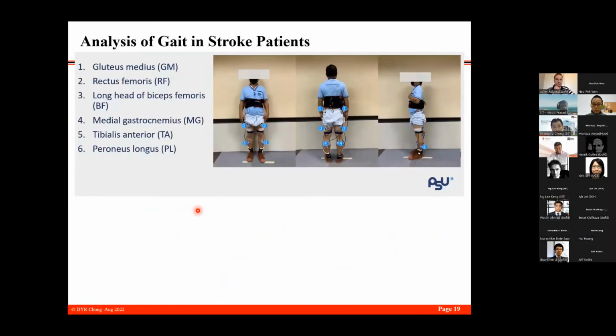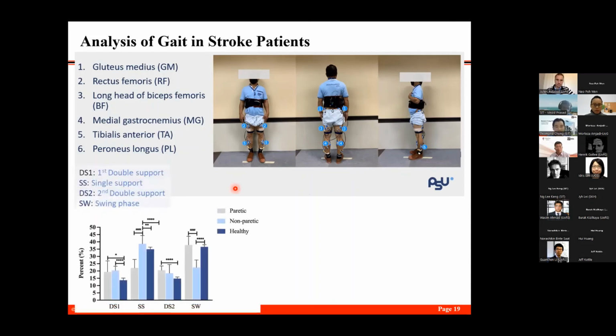So in terms of the stroke patients, of course, they actually mounted more EMG sensors at more muscles, you know, at the lower limb itself. And because this study is still in progress, I will not be able to share all the results, but I'm just going to share some of these prelim results and also limited results just to show what is the significance between stroke patients and healthy subjects, right?